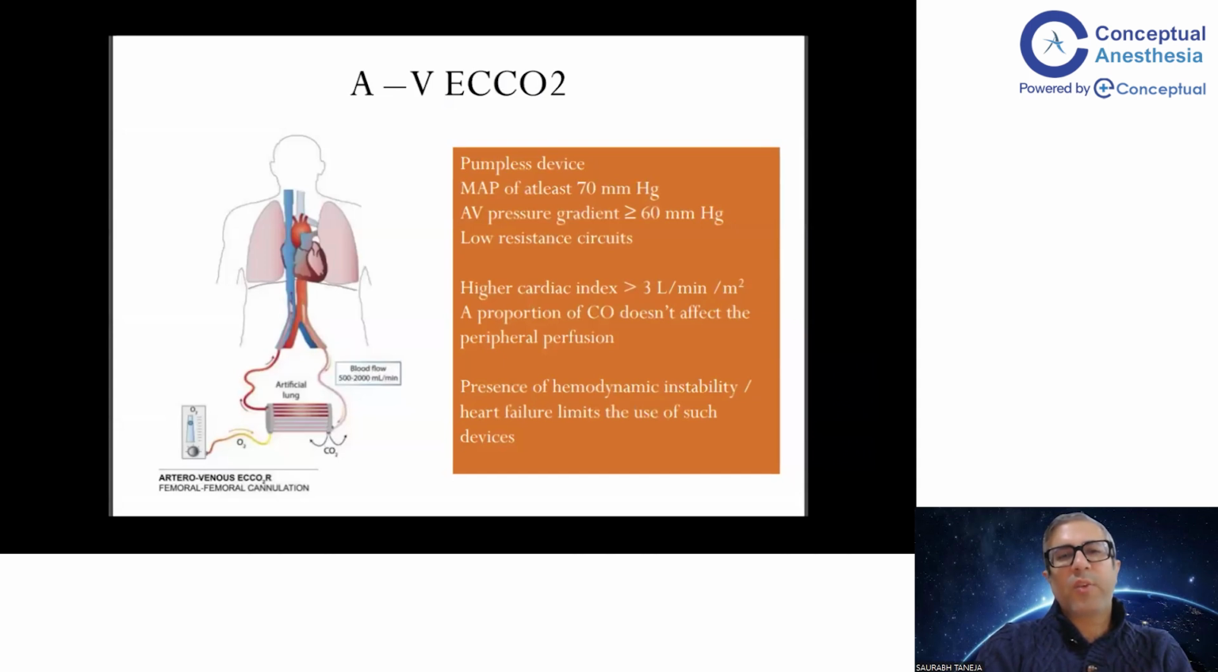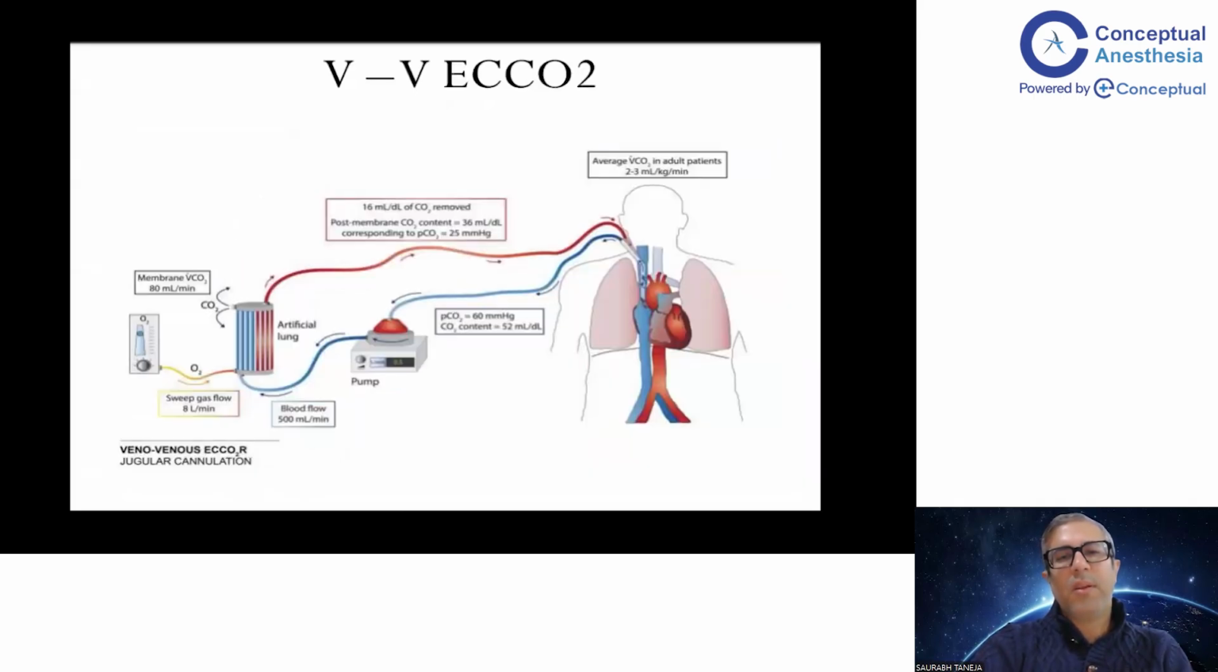Arteriovenous CO2 removal is a pumpless device. The mean arterial pressure should be at least 70 mmHg. It is a low resistance circuit and the patient's cardiac index should be at least 3 liters per minute per meter square, so that you don't require a pump and the blood flow is enough. When you talk about venovenous, as I told you, the blood is coming from the vein, then there is a pump, then an artificial lung, and it goes back to another vein or the same vein.